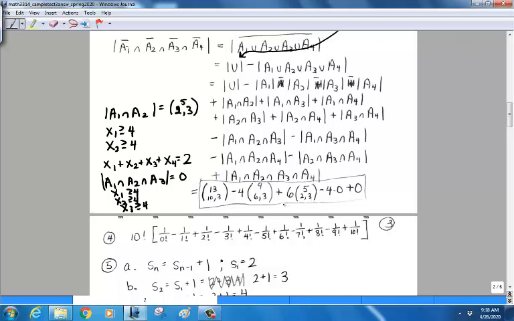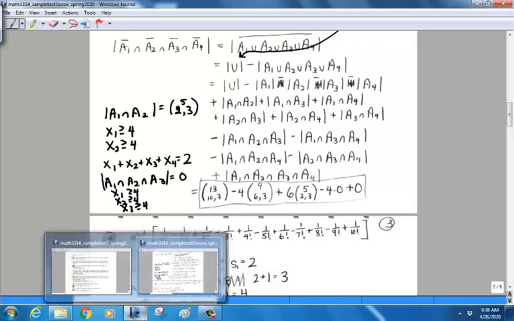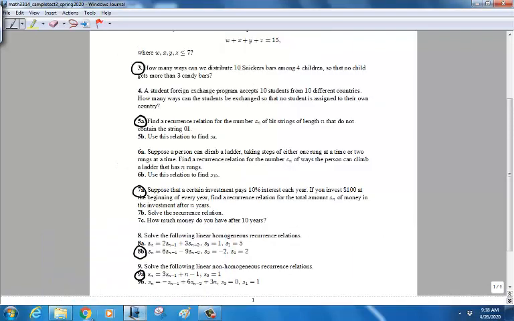All right, so that's a very typical inclusion-exclusion problem. I'm sure you'll have something similar to that on the test. All right, let's look at another one.